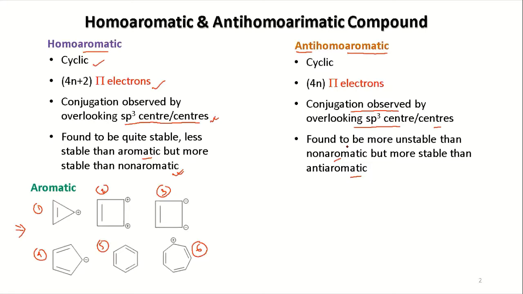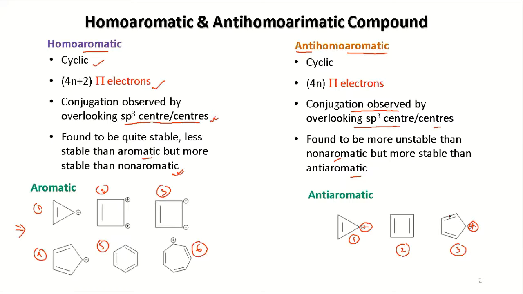Now quickly look at what the base structures of anti-homoaromatic are. You have the cyclopropenyl carbanion, this is an anion, a carbanion. This is one. You have cyclobutadiene, and you have cyclopentadienyl carbocation. So this is plus and this is minus. These are the three base structures which are anti-aromatic. So anti-homoaromatic means you have to add an sp3 center around this base structure.